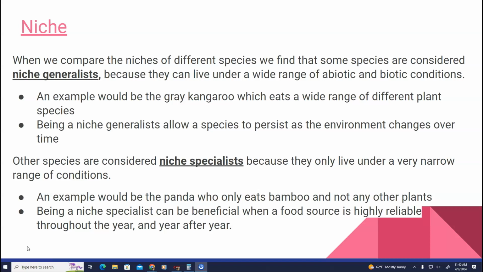Niche generalists, we would say, live under a wide range of abiotic and biotic conditions, but niche specialists live under only a very narrow range of conditions.